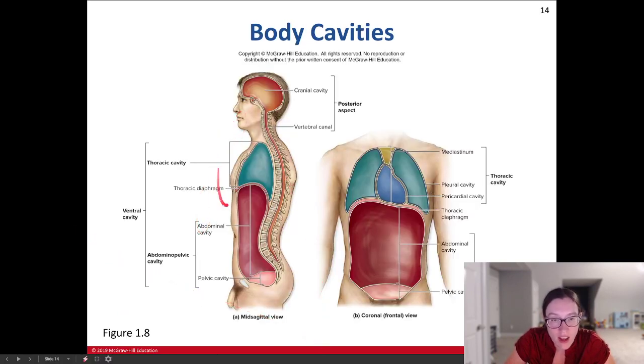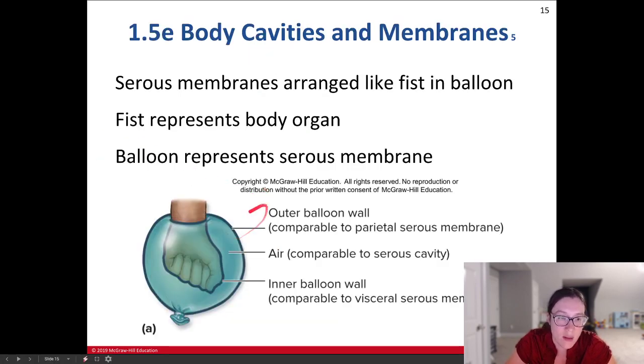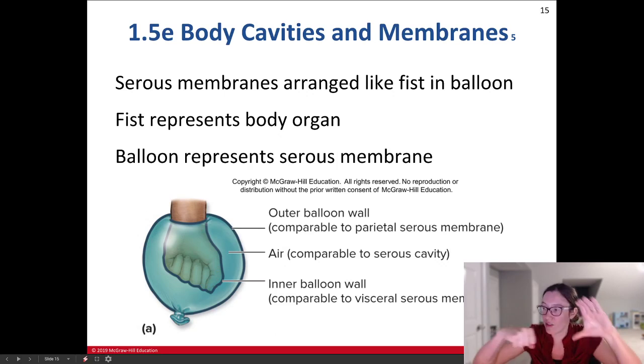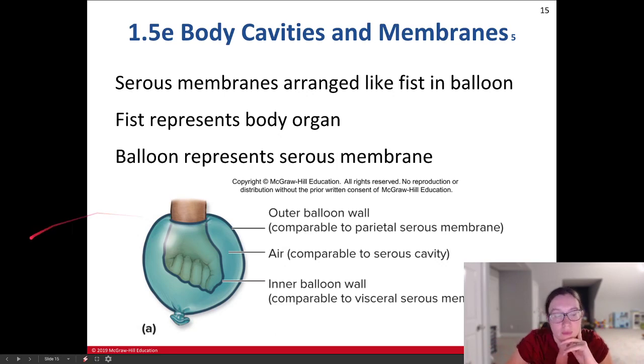So here's the ventral cavity, here's the dorsal cavity, and then this is going to be a representation of the serous membranes. You can imagine it as if you had a balloon, right? And let's say it's not that full, so it has some extra space in it, and you take your fist and stuff it inside the balloon, just like here. So the outer layer of the balloon is like the parietal layer of the serous membrane. It's lining the cavity.